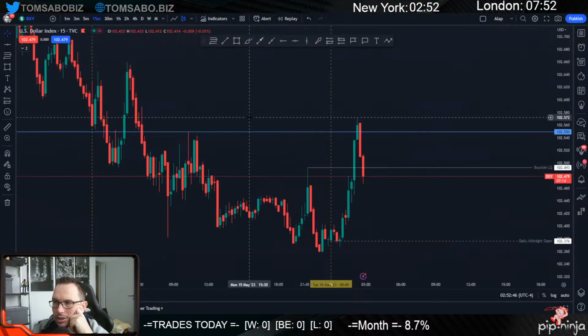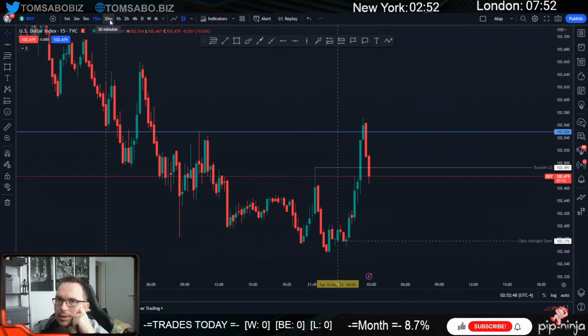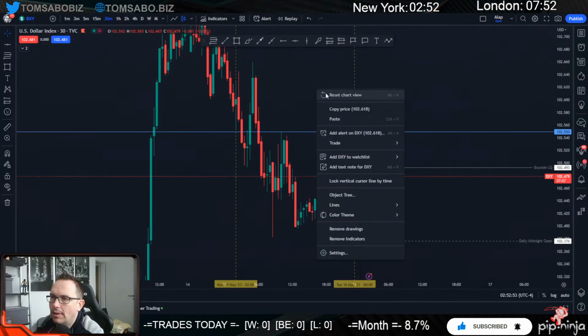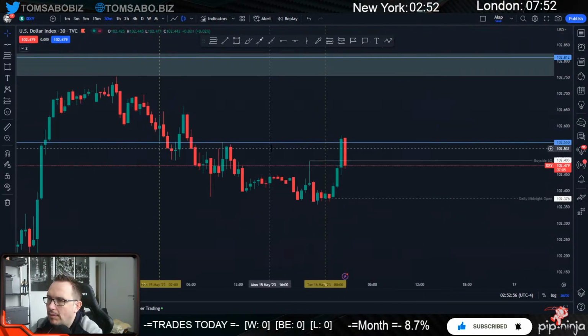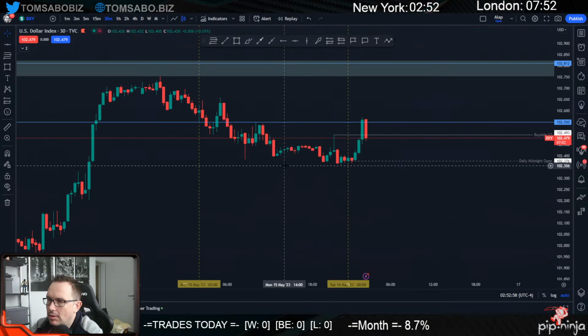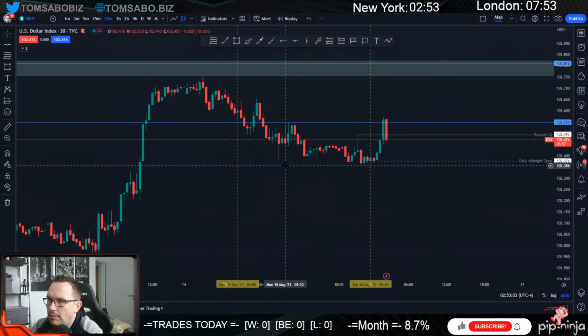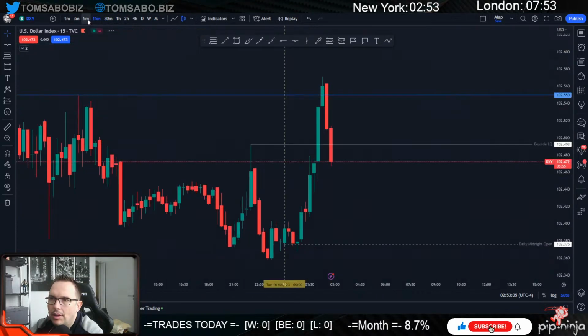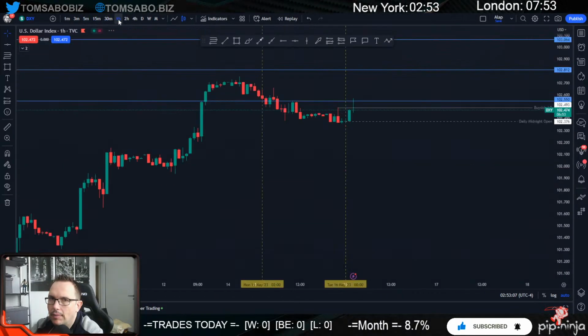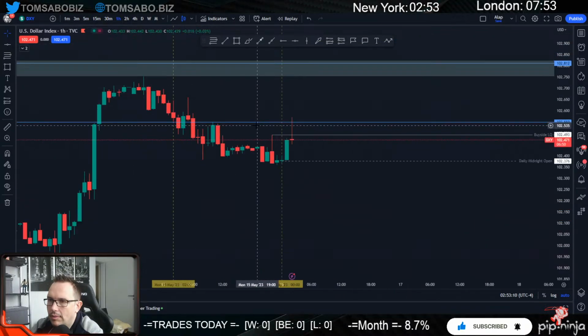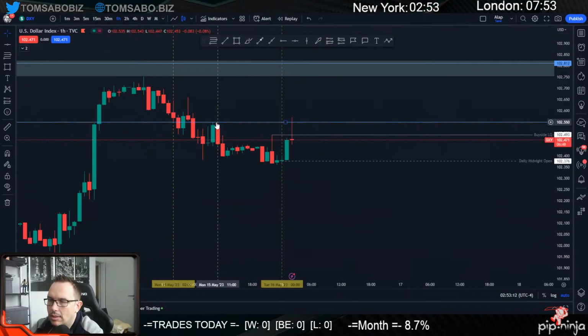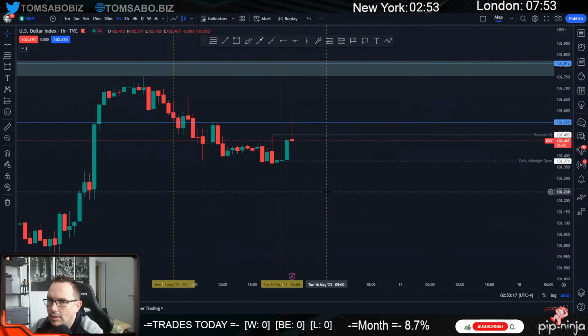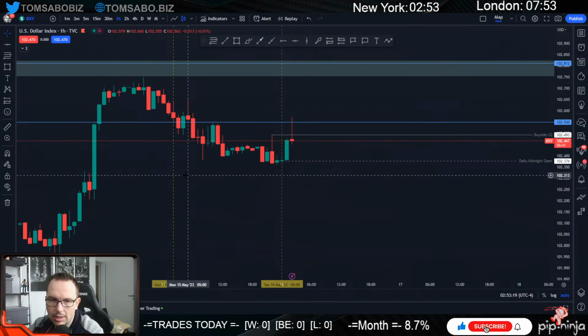Let's look at the dollar index. Wow, look at that. The dollar index is at a turning point here. Look at that. Rejected this high here. Going down all the way. It can be a good sign.